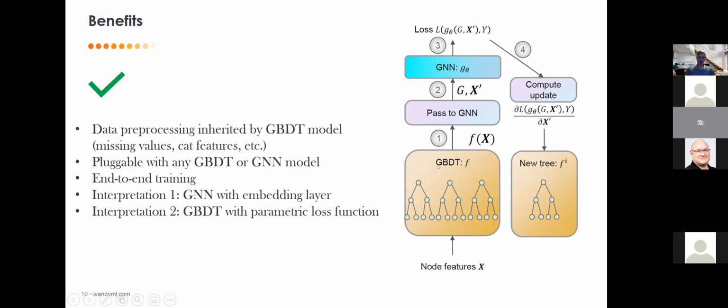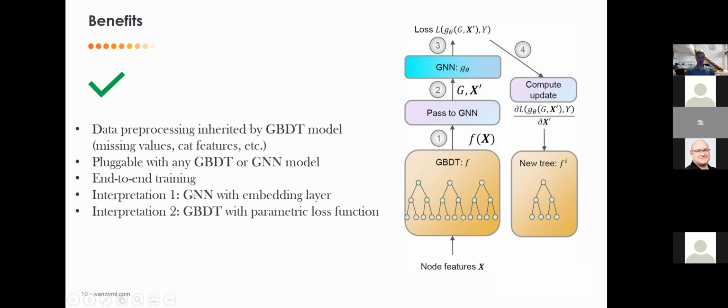Then we can also work with any GBDT model and GNN architecture. So for example, for GBDT, we tried LightGBM and XGboost models. And for GNN, we tried the graph attention networks, APPNP, GCNs, and other GNN models. The whole architecture is trained end-to-end. So that means that GBDT actually gets the signal from the graph, and GBDT is trained together with GNN. It's not a decoupled approach, and therefore it better handles the overfitting.